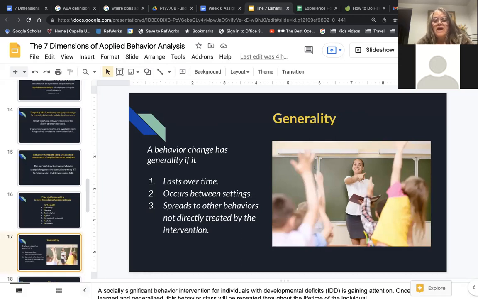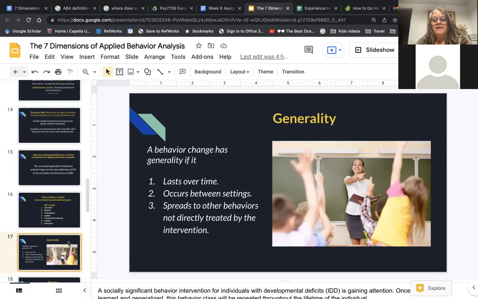So generality is taking a behavior that we've learned and having it occur in different settings, and then spreading to other behaviors that are not directly treated by the intervention. So we may be teaching that child to raise their hand here. Well, then maybe they may be at home and mom is busy on the telephone, and maybe that child can stand in front of mom and raise their hand to get mom's attention. Something like that would be spreading to other areas that were not directly targeted in the intervention.